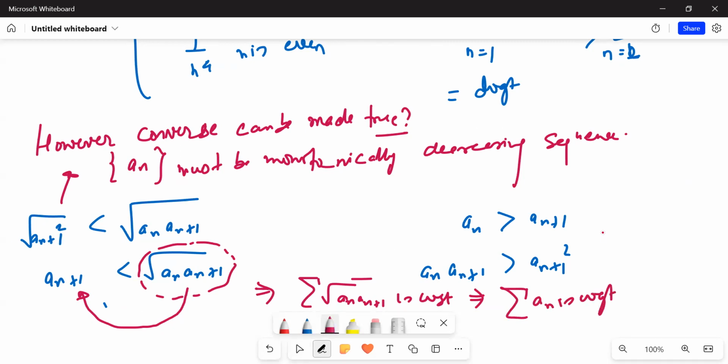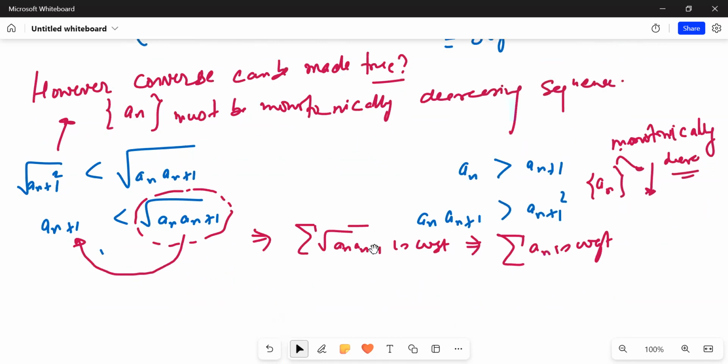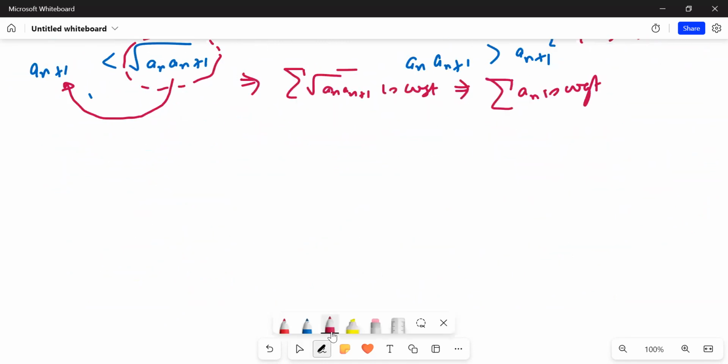Only when a_n is a monotonically decreasing sequence. Please do remember. Otherwise, the converse will not be true. Okay, so this is an important topic that I wanted to teach you. So please do remember this particular question and all the variations that may be asked in the exam.